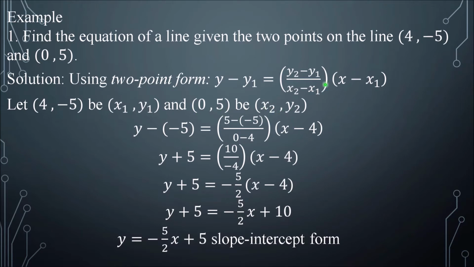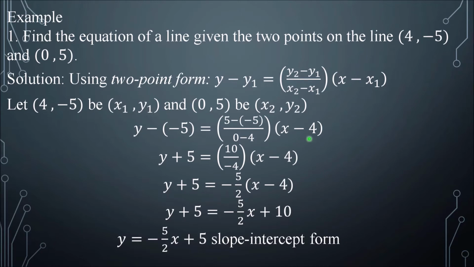And then plug in those values in our form. So we have here y sub 1, so that's -5, y minus -5. 5 here is y sub 2, so 5 minus -5, that's y sub 2 minus y sub 1. X sub 2 minus x sub 1 is 0 minus 4, because x sub 2 is 0 and x sub 1 is 4. And then we have x minus x sub 1, so x minus 4.